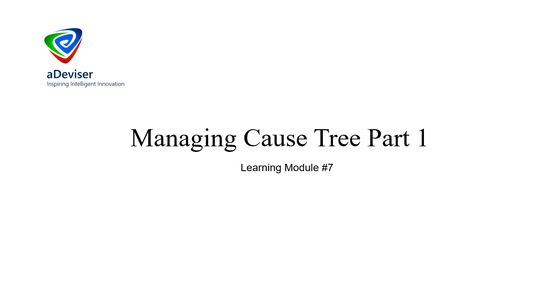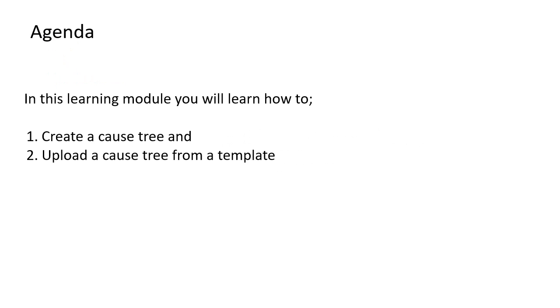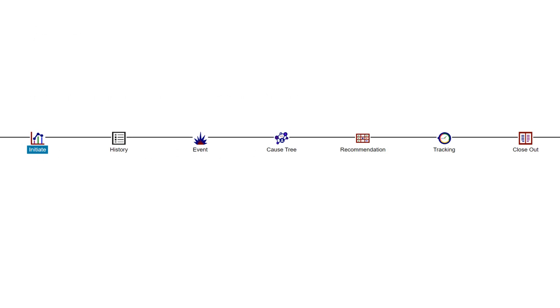Learning Module Number 7. Managing Cause Tree for an Analysis. In this learning module you will learn how to create a cause tree and upload a cause tree from a template. Quick reminder. Advisor failure analysis method consists of 7 main steps starting from initiate, history, event, cause tree, recommendation, tracking, and closeout. In this learning module we shall cover how to manage the cause tree function of the advisor methodology.